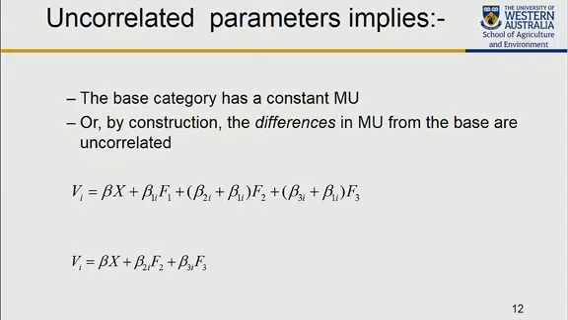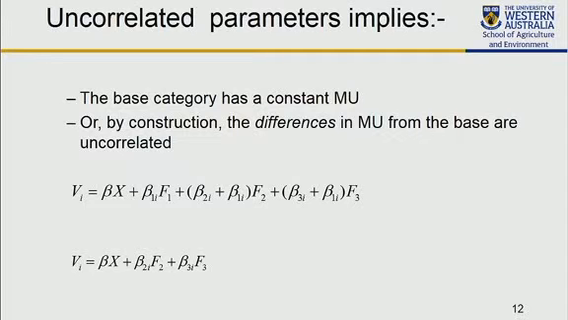But you can only play that game once. You can only play that game by saying, oh, well, beta 1 is constant, and therefore I can do the difference. But if I'd come through and said, oh, I'm going to drop F3, and use that as the base, then I still end up back with correlated random effects again.